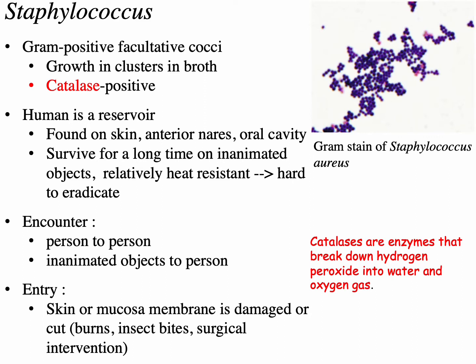And the other hallmark feature of Staphylococcus is its ability to produce an enzyme called catalase. So, catalase positive. Catalases are enzymes that break down hydrogen peroxide into water and oxygen. So this particular enzyme has that activity to degrade or break down your hydrogen peroxide into water and oxygen gas.